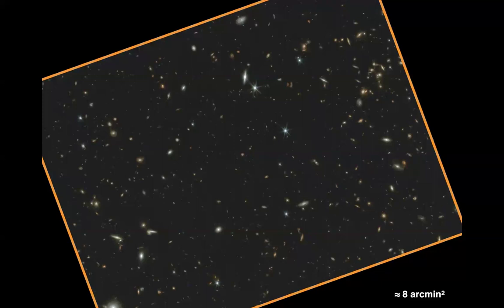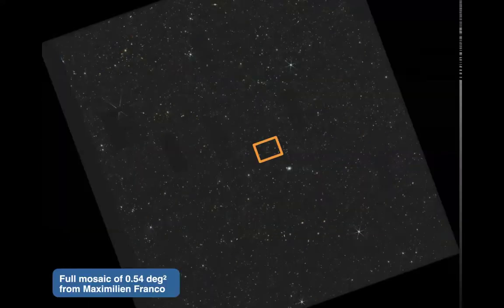Just something I realized this morning: this part was observed in April, and everything is public. The mosaic is already released.